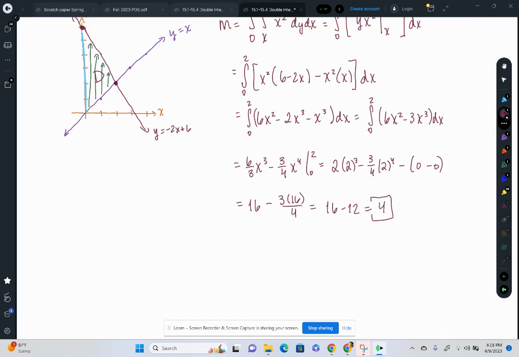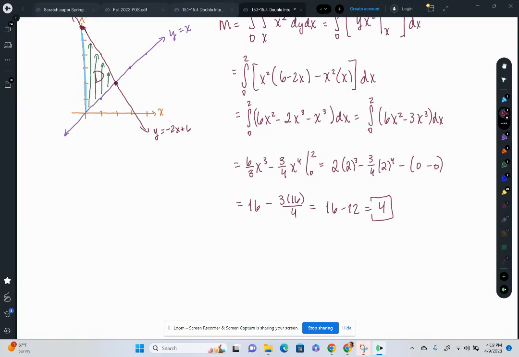Now here's something to make note of. When you are integrating and you're supposed to be finding mass, you better get a positive value. If you get a negative value, something is wrong, okay? It's kind of a key indicator that something went wrong. All right, so that's mass.